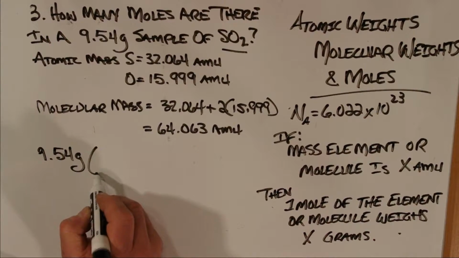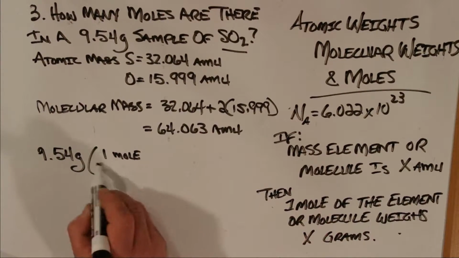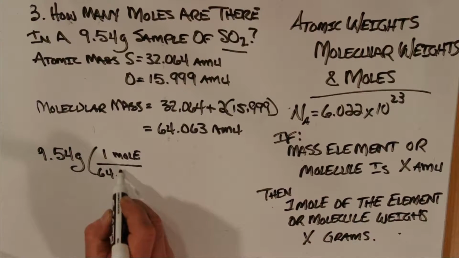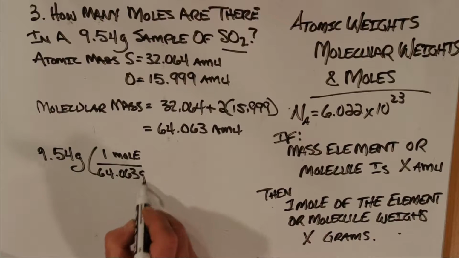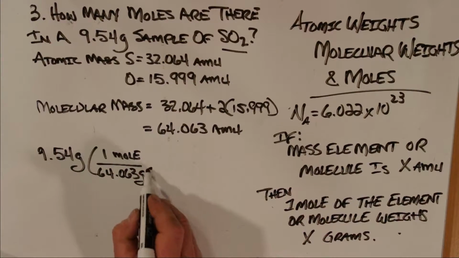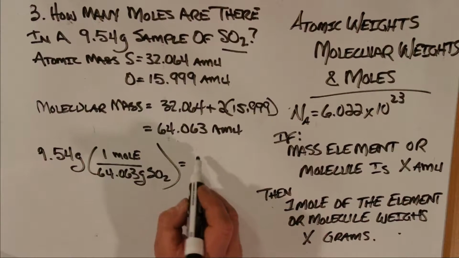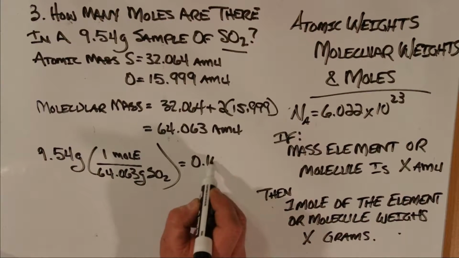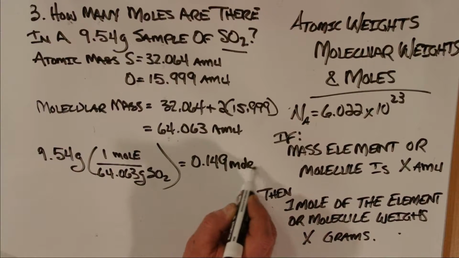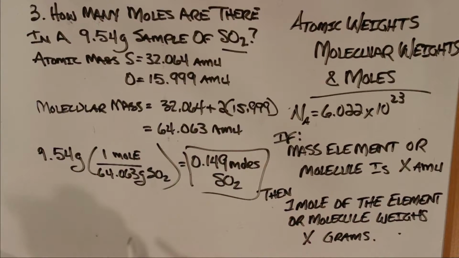And so to determine the number of moles, we have 9.54 grams of SO2. We know that 1 mole has a weight of 64.063 grams. We multiply these two numbers together, so we end up dividing 9.54 by 64.063. The grams of SO2 in the numerator and denominator cancel out, and we're left with 0.194 moles of SO2. And that's the answer.